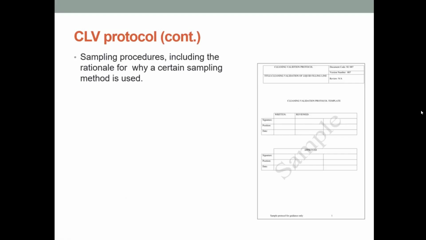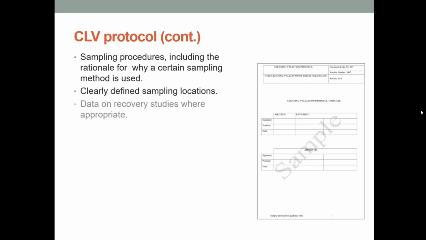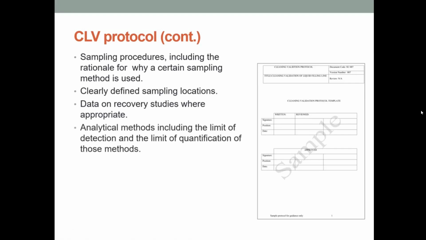sampling procedures, including the rationale as for why a certain sampling method is used, so where you're going to sample and how you're going to sample, so you should be picking out your worst case areas for those. That's how you clearly define your sample locations. Data on your recovery studies if that's applicable, so have you shown that you can get your residues returned from your equipment. Analytical methods, including the limit of detection and the limit of quantification of those methods.